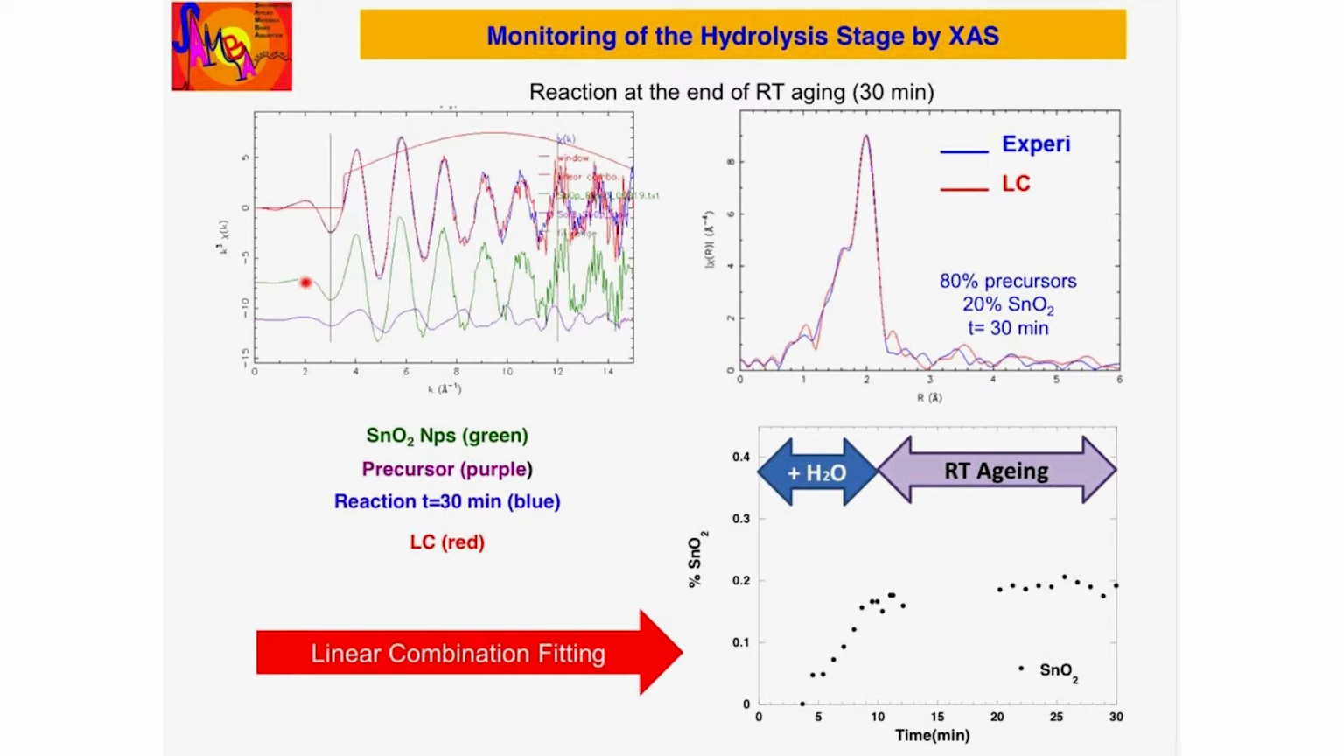Here you have the components used for the rebuild of the experimental data recorded at the end of the room temperature aging. So you see that we have a very good agreement between the linear combination and the experiment. That can be done in the K space, that means on the EXAFS oscillation, but also in the Fourier transform. Using this linear combination fitting, you can describe the change in concentration, in proportion of tin oxide nanoparticles during the full time of the reaction.